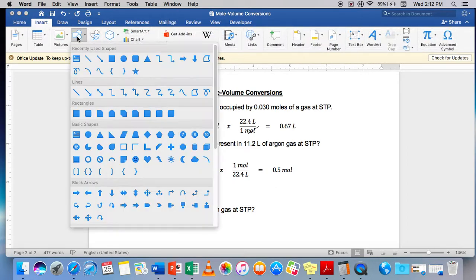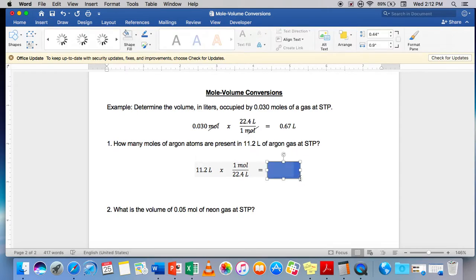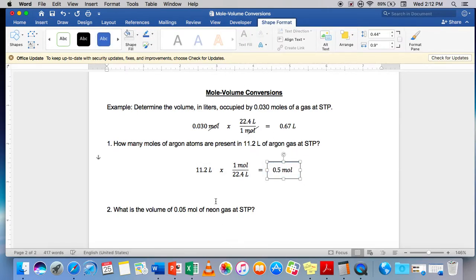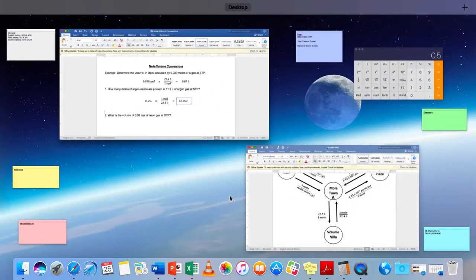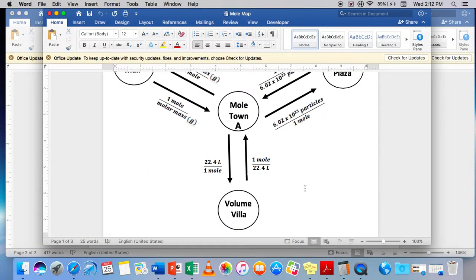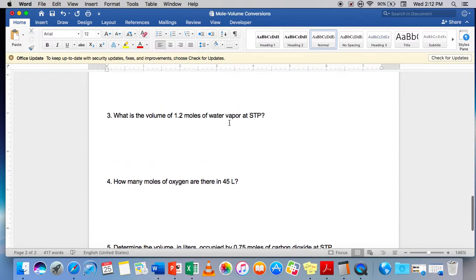Just like before, to make it very clear what my answer is, I'm going to insert my box. And I have 0.5 moles is equal to 11.2 liters. For this part of the problems, we're only going to be dealing between mole and volume. These are the only arrows and conversion factors you're going to use for the rest of the problems that I want you to try to complete on your own.